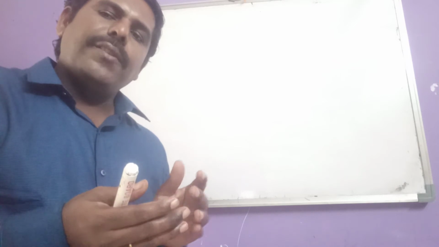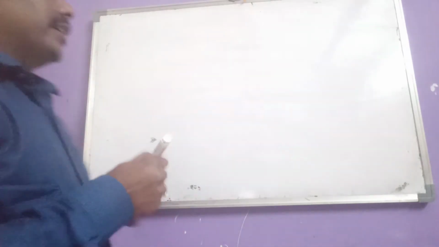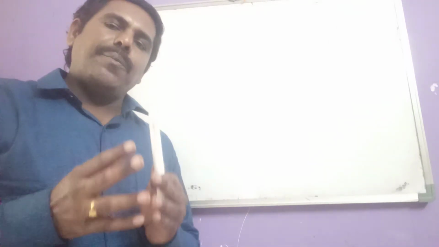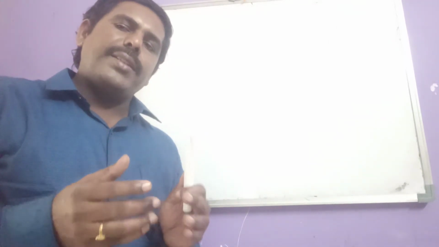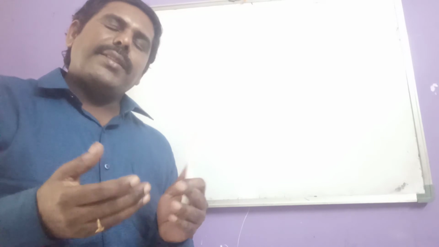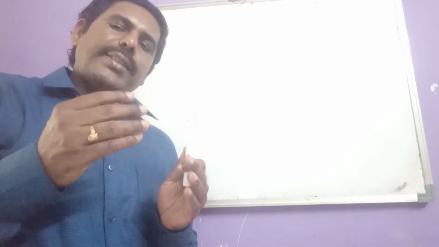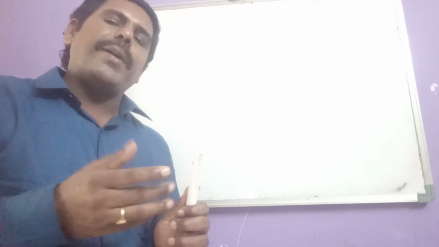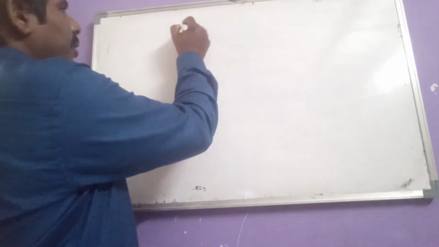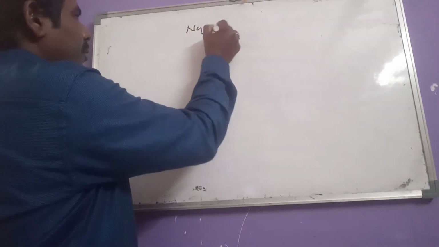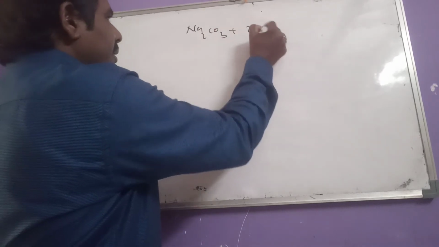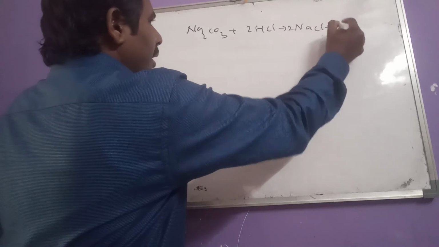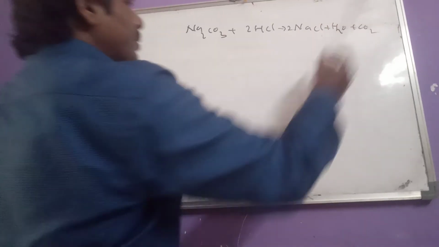Salts of weaker acids. That means carbonates, bicarbonates, sulfites, sulfates, like that, compounds of weak acids are dissociated by HCl. So one example here: Na2CO3 plus HCl, what are the products we can get? 2NaCl plus H2O plus CO2.